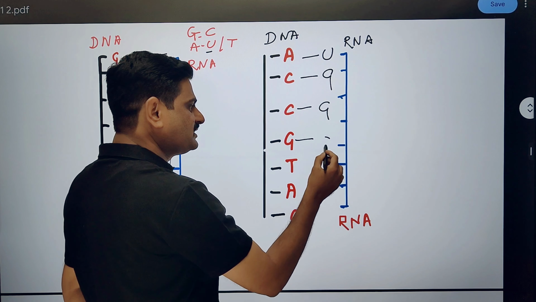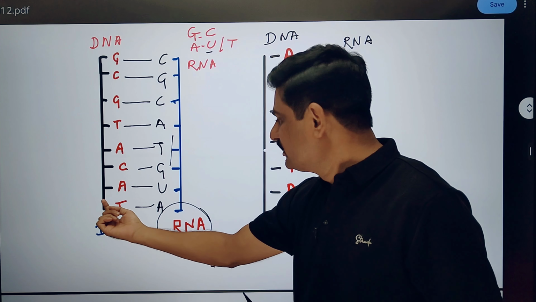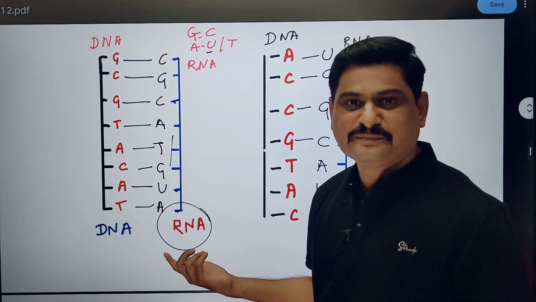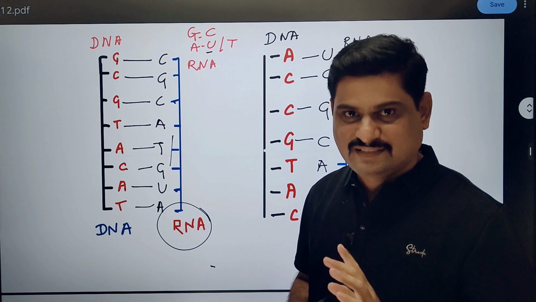Clear? Now, if you see this whole process, to make one RNA molecule, how many strands are necessary? Only one strand, sir. If I have one DNA strand, from that I can make RNA. This is the only important point here. Even though DNA is double stranded, only one strand of DNA is used to make RNA.